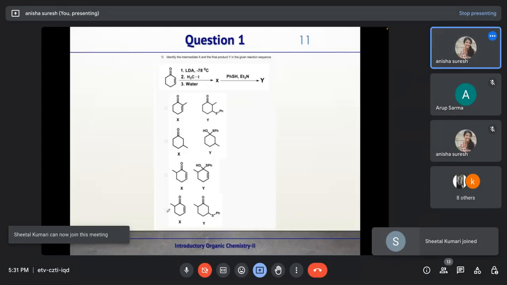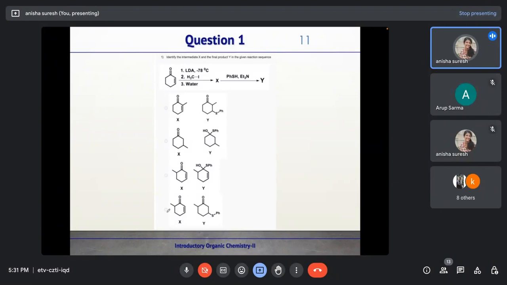Now coming to question number 1 of this week 7 assignment. The first question is: identify the intermediate X and the final product Y in the given reaction sequence. So we are having an alpha beta unsaturated cyclohexenone. We are treating it with LDA at minus 78 degrees Celsius followed by methyl iodide and finally quenching with water. So it will give rise to some product X. That product X is treated with thiophenol in presence of triethylamine that will give rise to Y. So we are asked to identify X and Y from the given options.